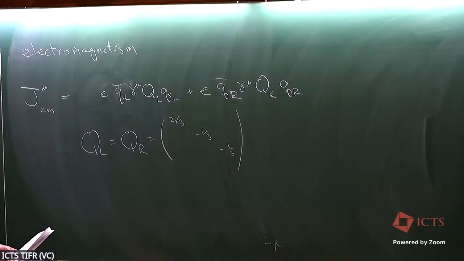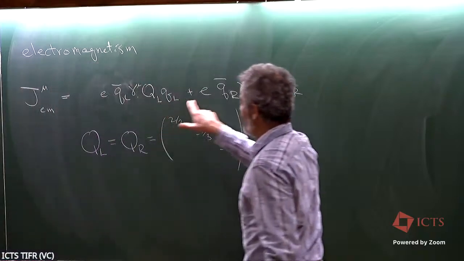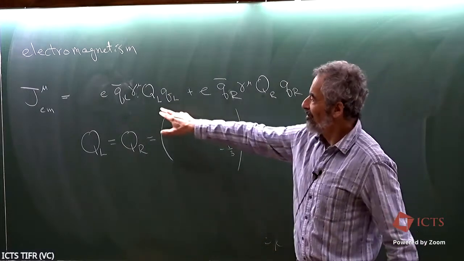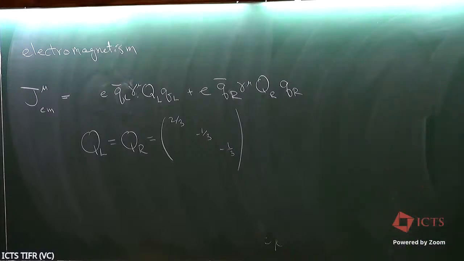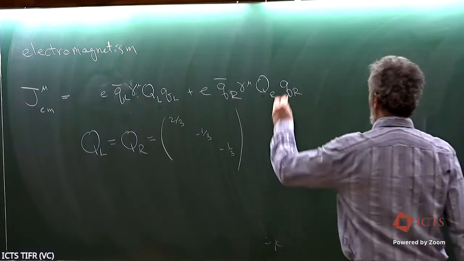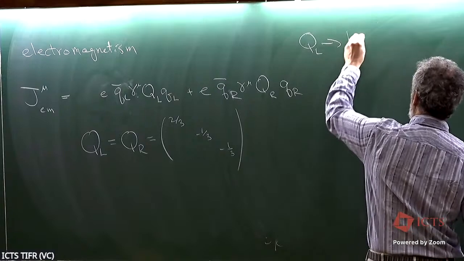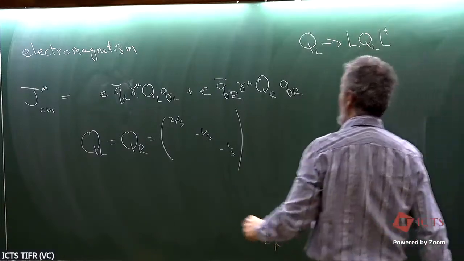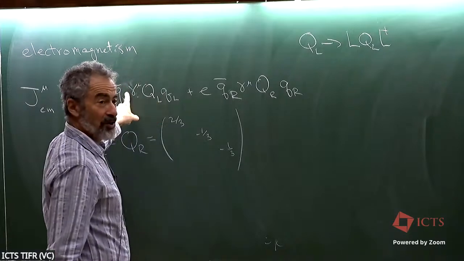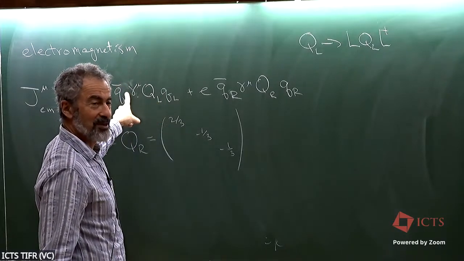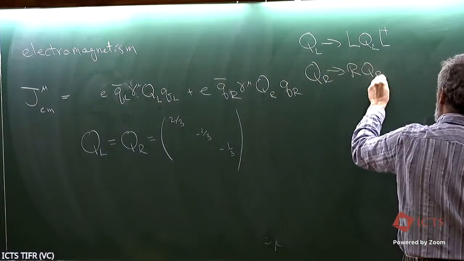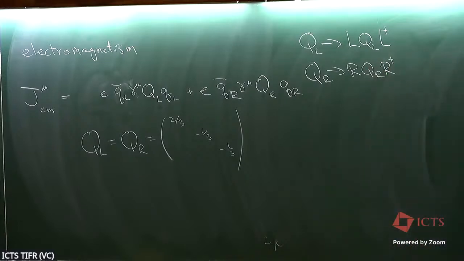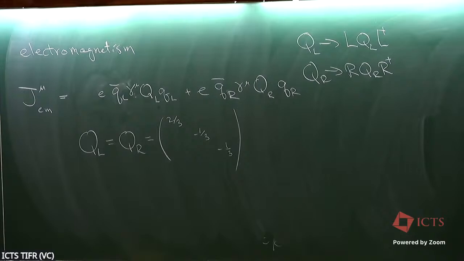So how do these things transform? The reason I broke this up into Q left and Q right is that we're going to play the same game we did with the quark mass matrix. We say this breaks the symmetry, but if Q left and Q right transform under the symmetry, I could make the theory invariant. So I would have Q left goes to L Q left L dagger, because both quarks here are left-handed, unlike in the mass matrix case. And I'd have Q right goes to R Q right R dagger.